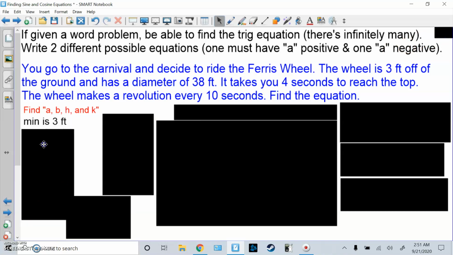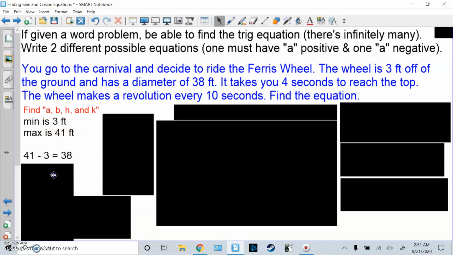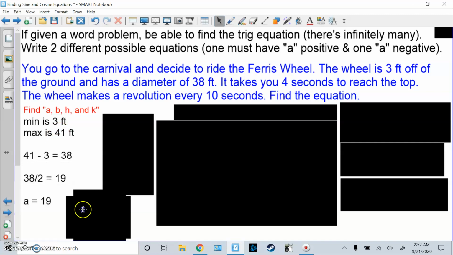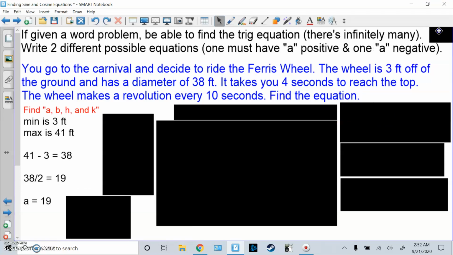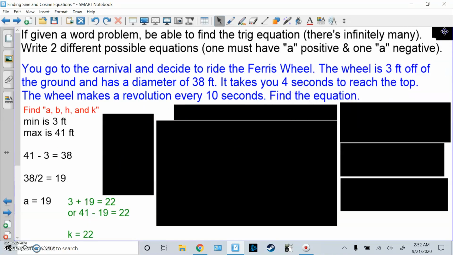So first, the minimum is 3 feet, because that's the lowest off the ground. And the diameter, that's all the way across the circle, means our max is 38 feet. So the bottom of the Ferris wheel, the top of the Ferris wheel. If you subtract those, we get 38, which is the diameter. Divided by 2, I get 19. So I know my amplitude, a, is 19. Next, I can find k. Remember, if you know the amplitude, you can add it to the lowest or subtract it from the highest, and you get 22. So we know 22 is our midline, y equals 22.